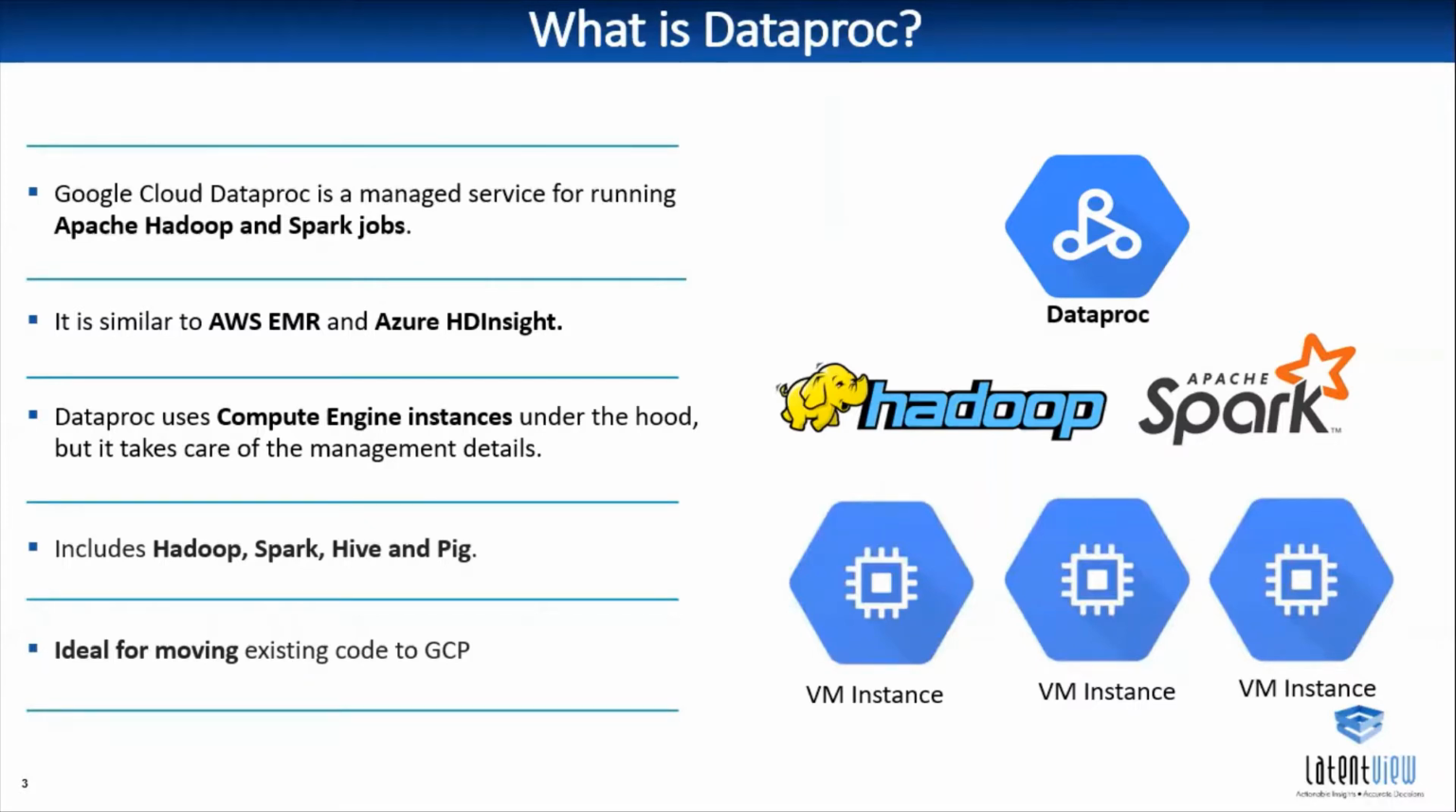What Dataproc does is it actually uses Compute Engine instances under the hood, but it takes care of the management details for us. It's a layer on top that makes it easy to spin clusters up and down as we need them. And every machine on the cluster by default will include Hadoop, Spark, Hive, and Pig. For people who find it difficult to set up and configure a big Hadoop cluster, the no-ops nature of Dataproc will be a big attraction because it allows us to turn clusters on and off as we need them.